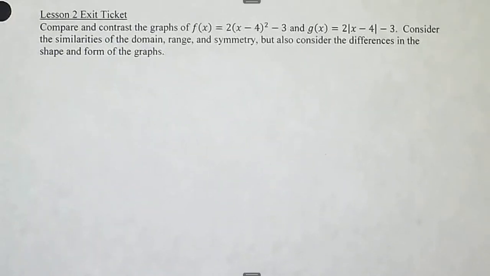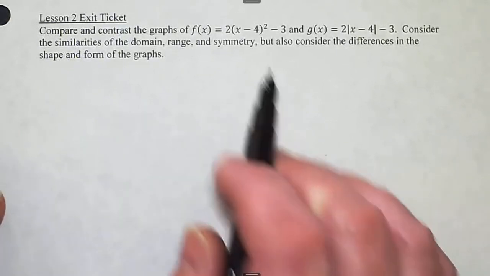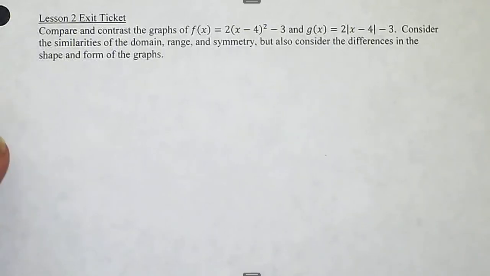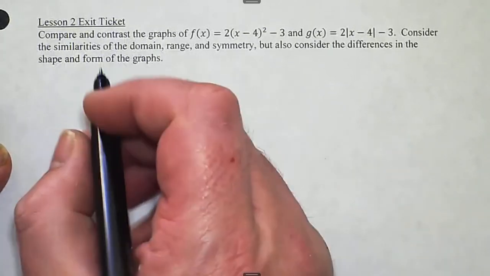So compare and contrast the graphs of f of x equals 2 times x minus 4 squared minus 3 and g of x equals 2 times the absolute value of x minus 4 minus 3. Let's think about what similarities they have and what kind of symmetry. So the similarities here, think about how they're transformations. You should be able to graph each of these with equal ease if you understand the parent function of each.